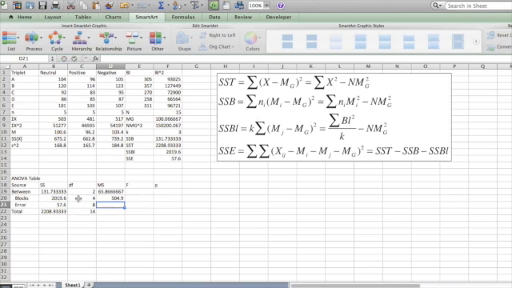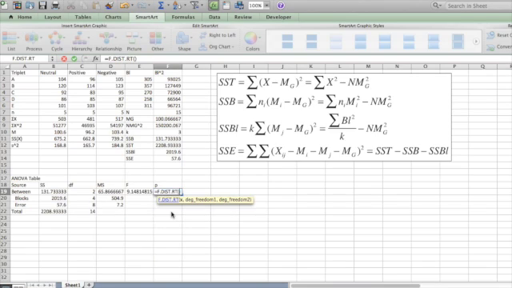Yes. Mean square is just sum of squares divided by degrees of freedom. Sum of squares between divided by degrees of freedom between will give us mean square between. We calculate mean square blocks. We calculate mean square error. Our f then is our mean square between divided by our mean square error. And our p-value of our f, we can determine with fdis.rt. We need to select the f value and then the appropriate degrees of freedom. In this case, 2, and 8. And we get our p-value.